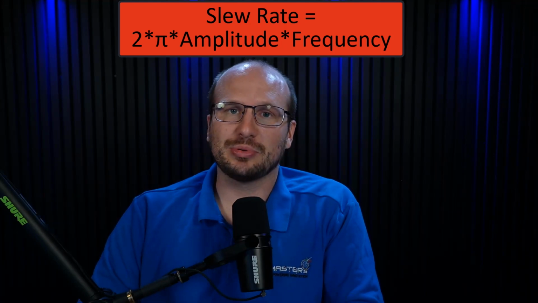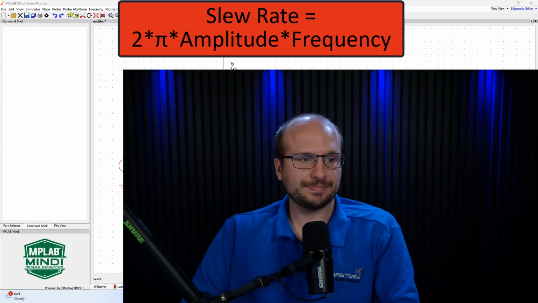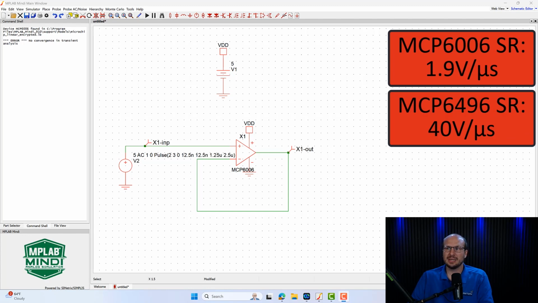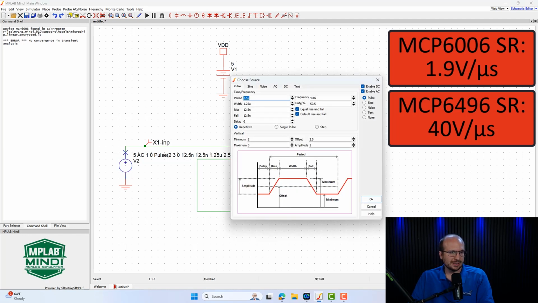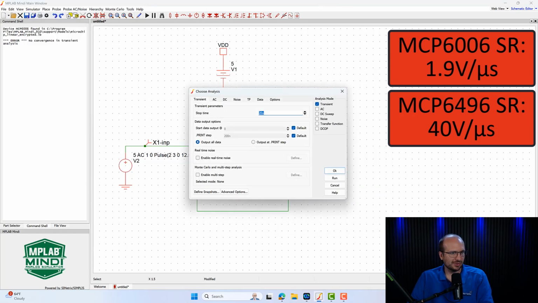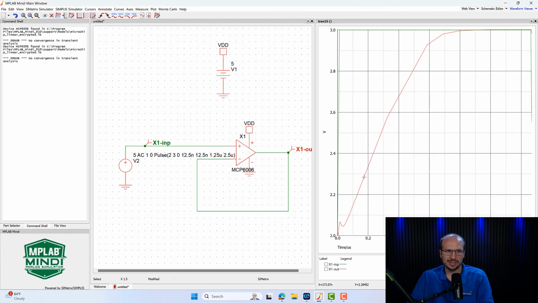So let's take a look at an example to illustrate why you need to think of slew rate. The MCP6006 has a slew rate of 1.9 volts per microsecond, and the MCP6496 has a slew rate of 40 volts per microsecond. So we're going to compare the two. Let's say we have a 400 kilohertz pulse signal. So I've already inputted in here 400 kilohertz, offset of 2.5 volts, amplitude of 1 volt. And let's just run a transient analysis. I think I've already got it set up here. So transient, 20 microseconds, and let's push run.